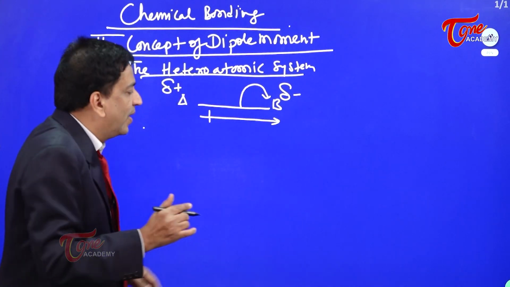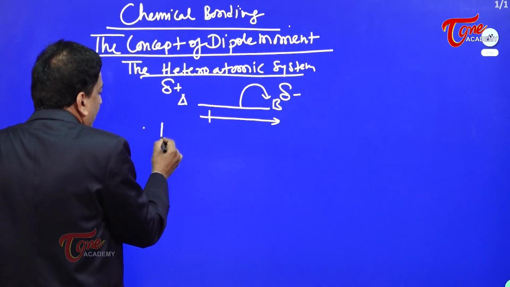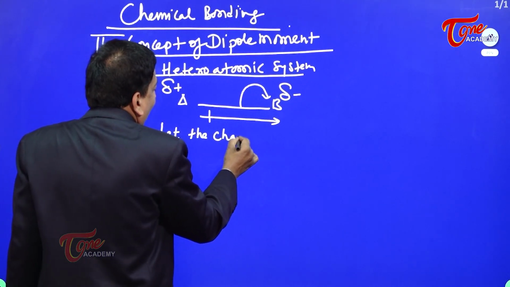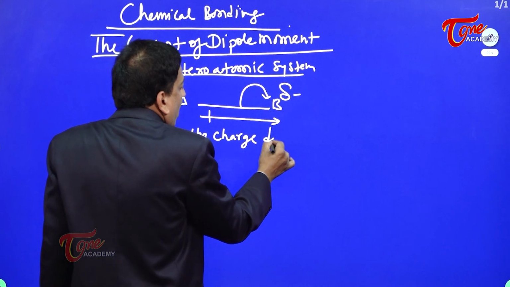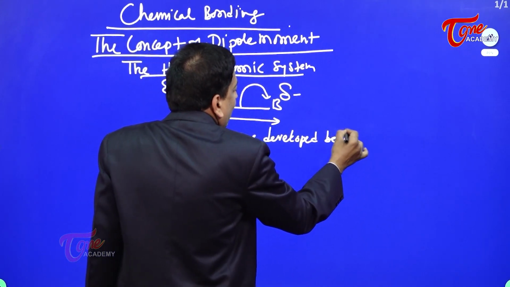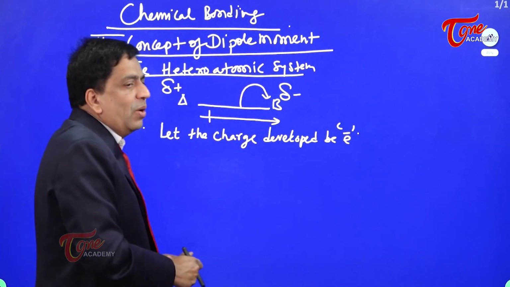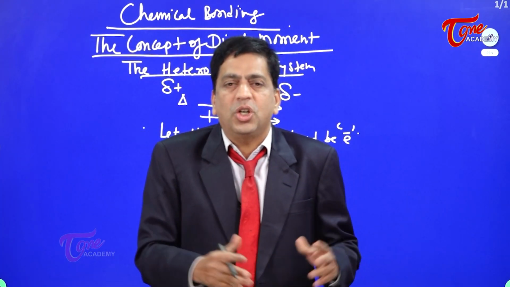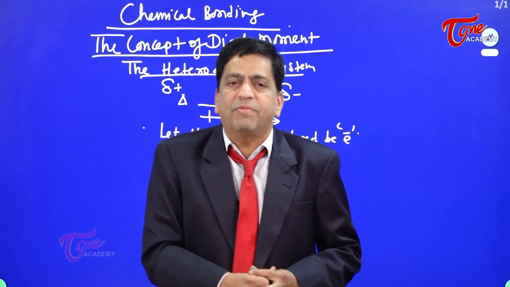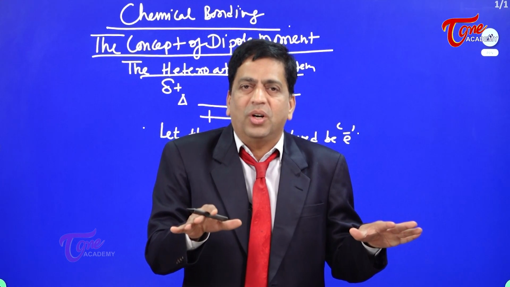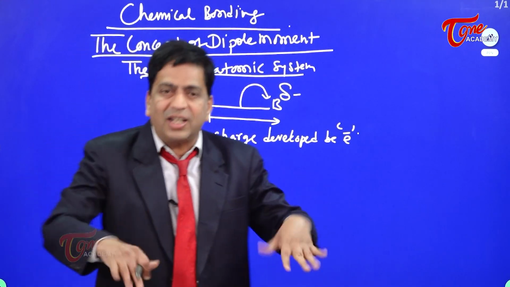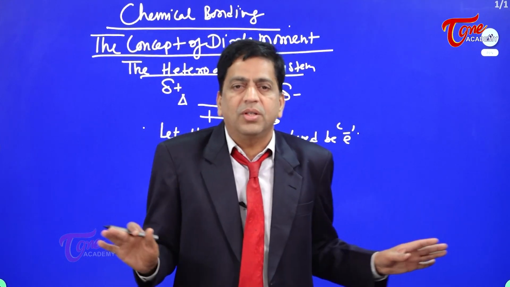Now what I will do: let the charge developed be E. So the poles have been developed, and let the magnitude of the charge be E. Right? Then I don't say this is E, that is E. Both are E, because we are taking the charge which is developed, not the sign. It's absolutely not the sign.